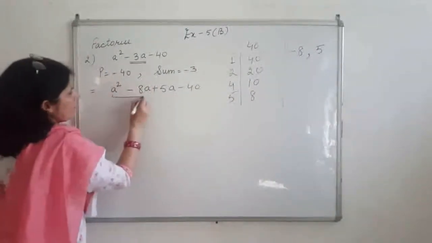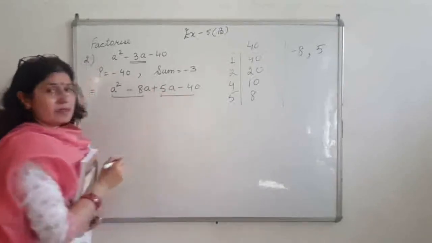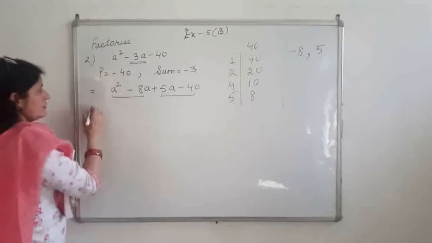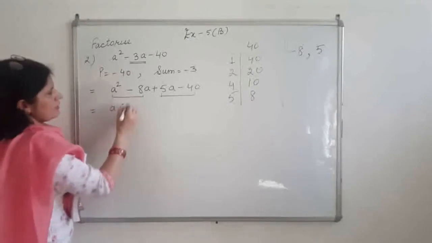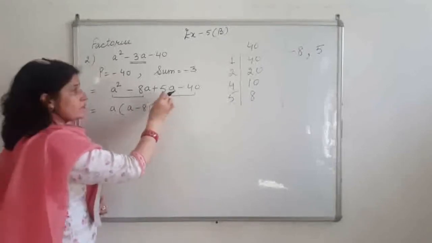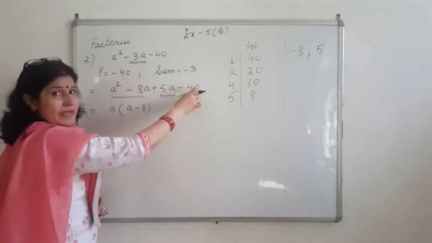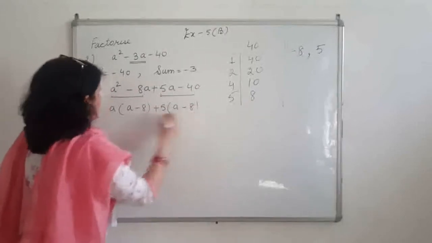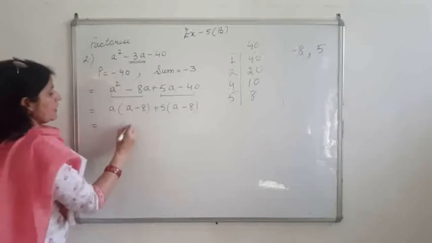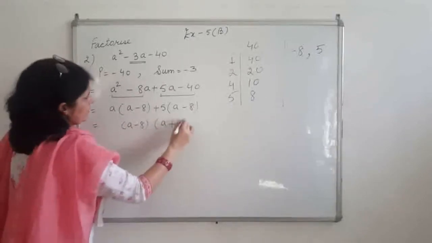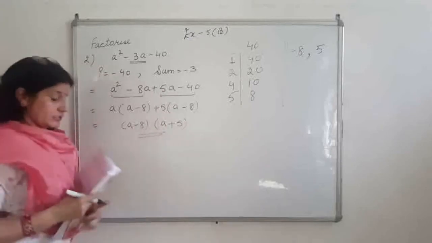Now we make groups as we have done in the previous exercise 5A. From the first two terms, what is common? a is common, so a minus 8. From the last two terms, 5 and 40 are both divisible by 5. We take 5 common, a minus 8. Now what is the further common? a minus 8, and the second factor is a plus 5. So these are the factors.